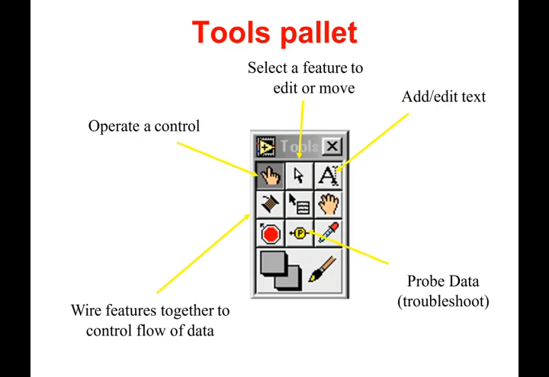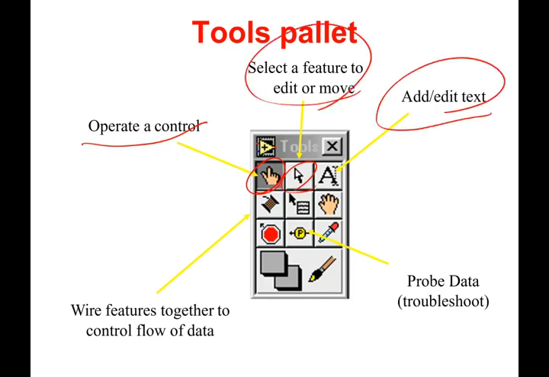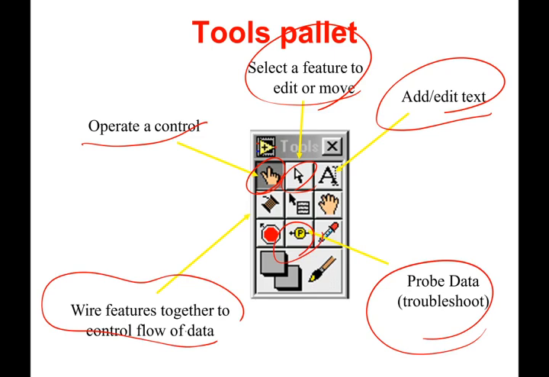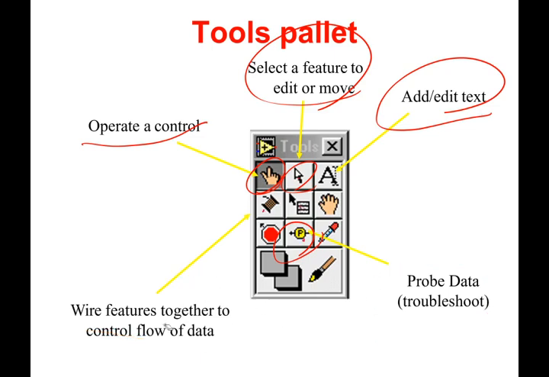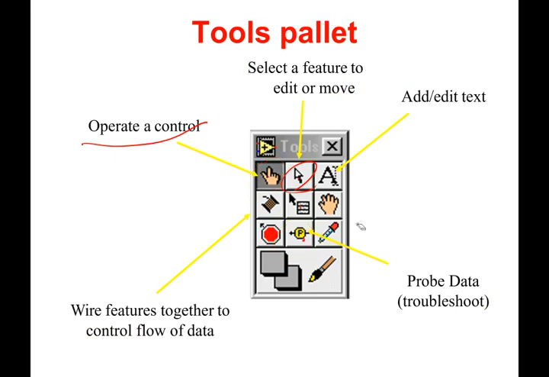These are the options you have. For example, if you choose this, it will operate a control when you click on something. If you choose this, it will select a feature to edit or move it. If you do this, it will add or edit text. It will probe the data. I'm talking about the clicking operation. So if you choose any of these operators and click, it will do these operations. And if you want to wire, you have to choose this operation and so on.